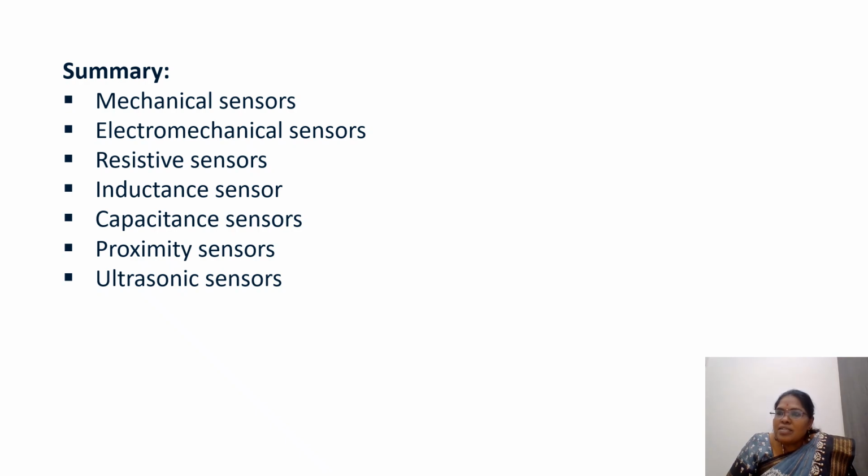Then coming to the next resistive sensor, the change in the resistance. And in inductive sensors, we have seen LVDT. Then we have different types: the mutual induction type and the reluctance type. LVDT comes under the transformer type. Next come the capacitive sensors. Then we have seen proximity sensors, and finally the ultrasonic sensors. I hope you have understood the concepts of the different types of sensors in mechanical and electromechanical.